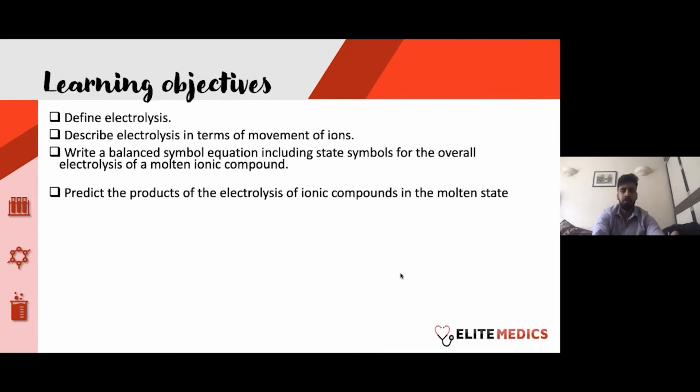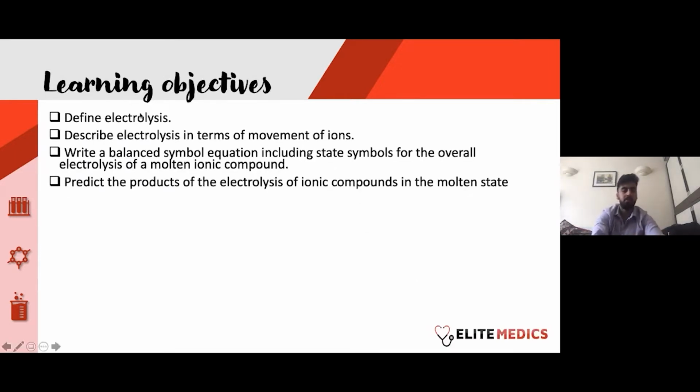So what do we want to do? We want to be able to define electrolysis, a common 2-marker in the exam. You want to describe electrolysis in terms of the movement of ions. So remember, in the setup of electrolysis, we have electrons moving in the wires and ions moving in the solution, and it's the movement of the ions and electrons that helps complete the circuit.